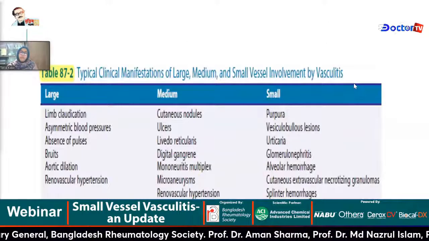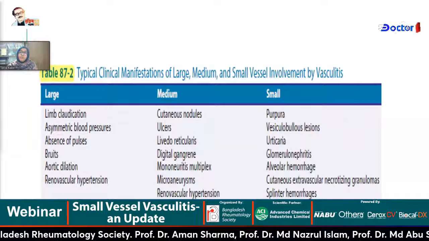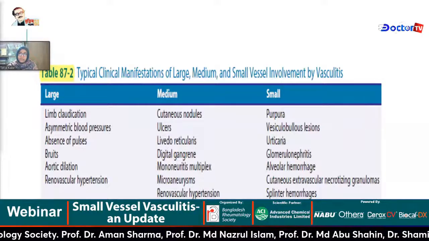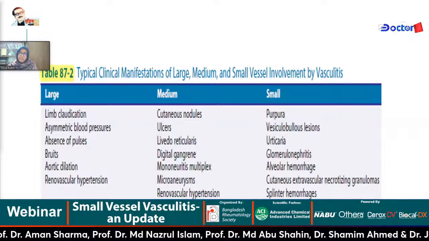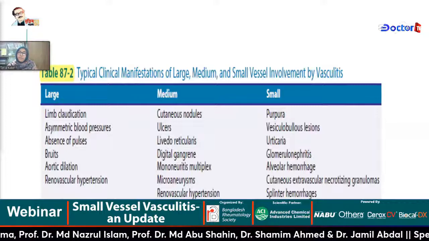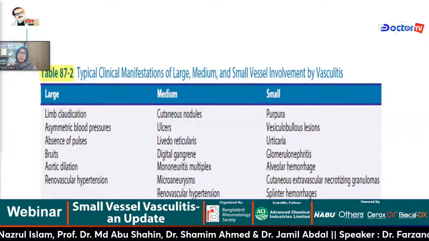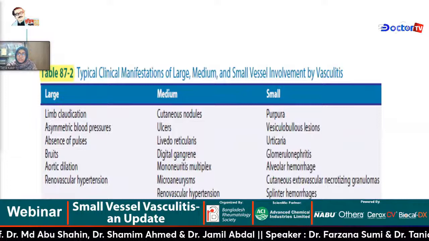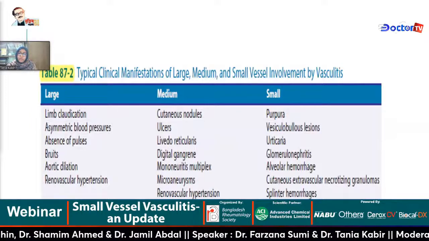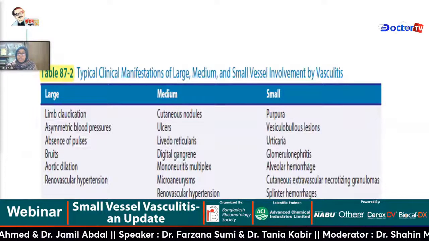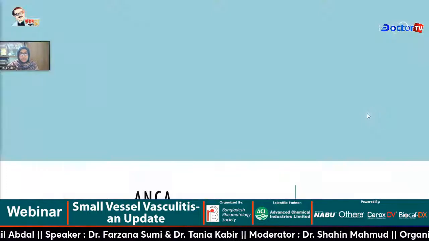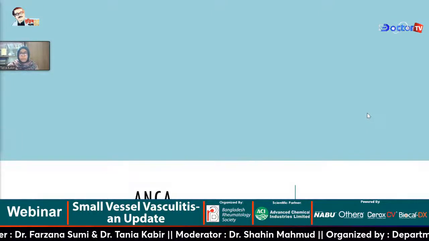This table is showing the typical clinical manifestations of large, medium, and small vessel vasculitis. The small vessel vasculitis typically presents with purpura, vesiculobullous lesions, urticaria, glomerulonephritis, alveolar hemorrhage, cutaneous extravascular necrotizing granulomas, splinter hemorrhage, uveitis, episcleritis, and scleritis. Now, a few words about ANCA.